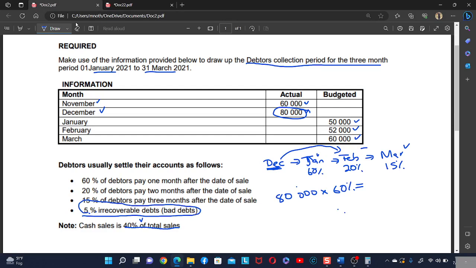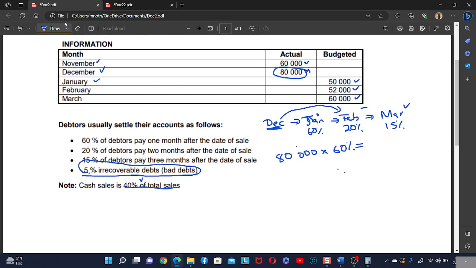Okay. Now the next one. Now we are in January. So let's say this January is our month of sale. So if January is our month of sale, it means that 60% is going to be paid 1 month after the date of sale. So after the date of sale, it is going to be February. And then after February, it's March.